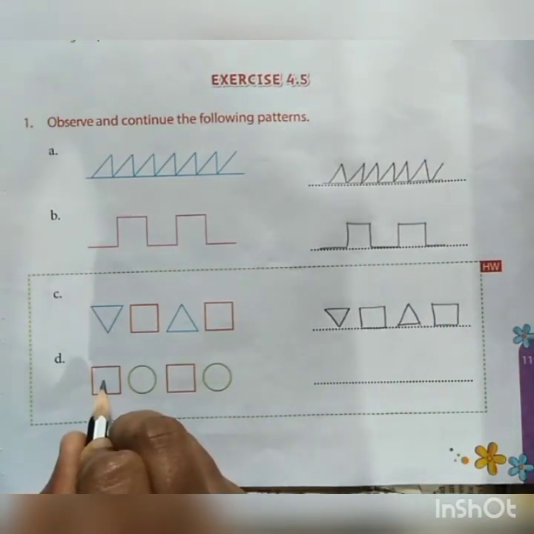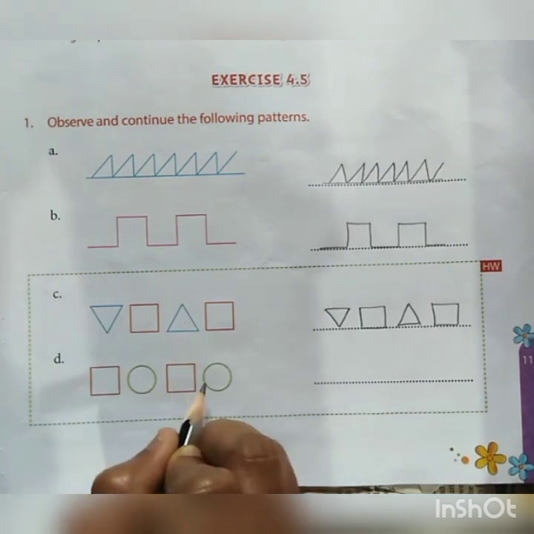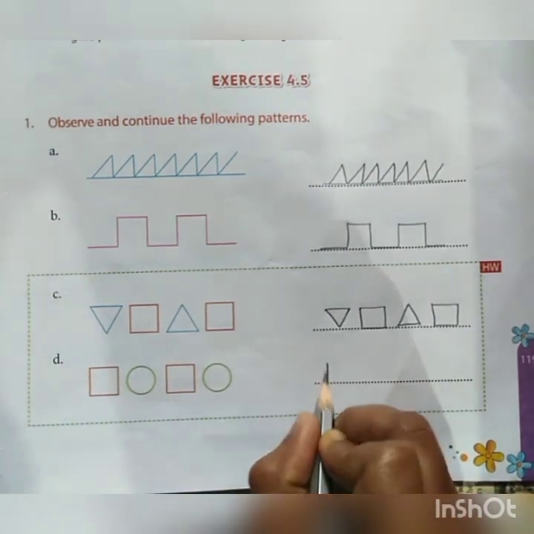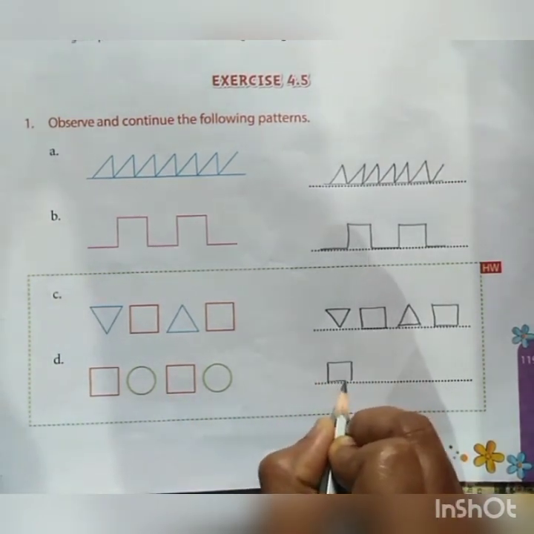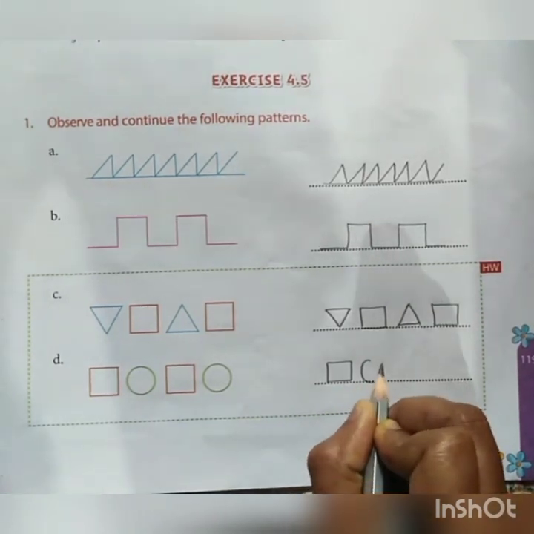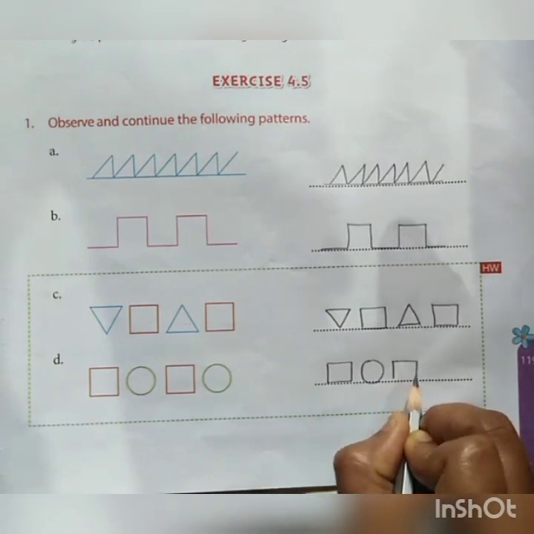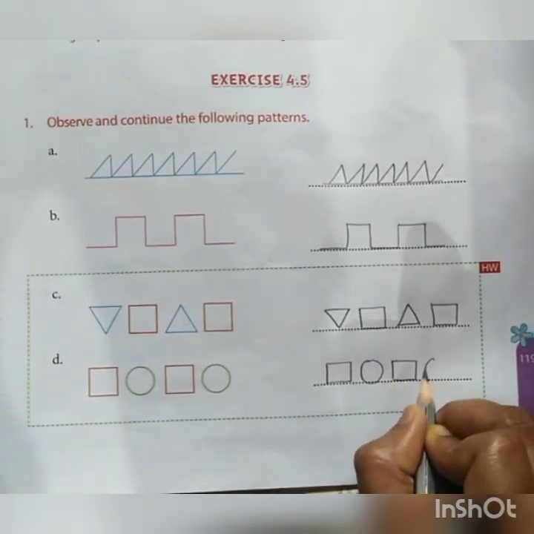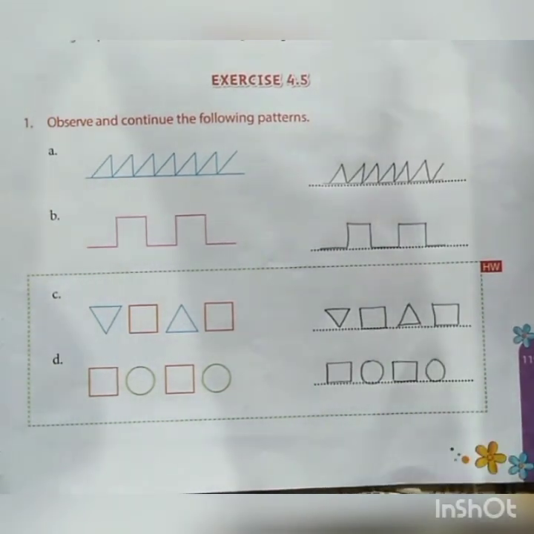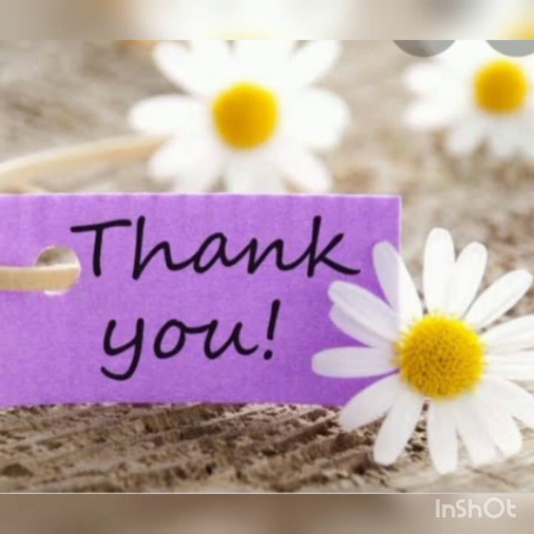Next pattern is square, circle, square, circle. So we have to follow the same pattern. Square, circle, square, then circle.